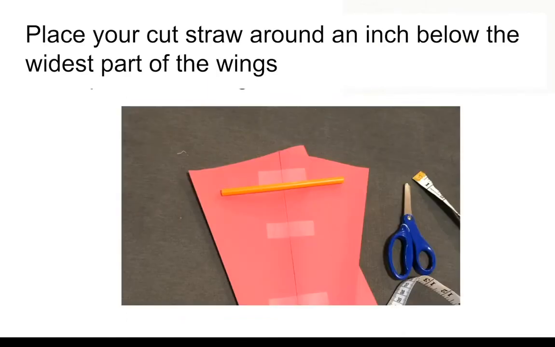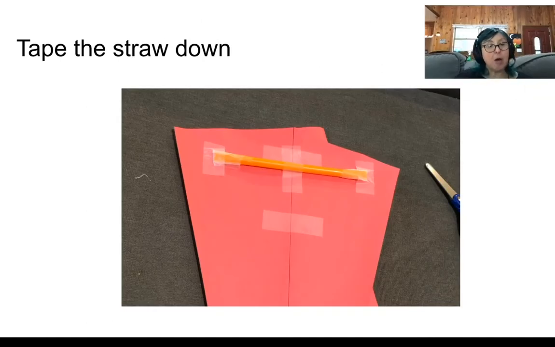Now I'm going to use those 6 inches, and I'm going to line them up about an inch below the widest part of the wing, and then I'm going to tape those down. On the ends, I flattened my straw a little bit so that I could tape it down a little better, and you can do that on yours too. I don't believe that it is important for flying the kite, but that's why I did it that way, so I could just get more taped down.